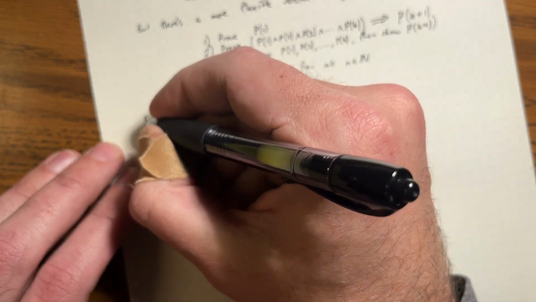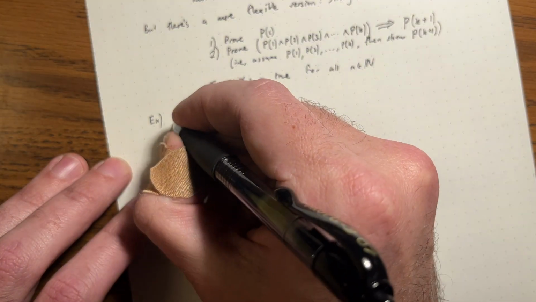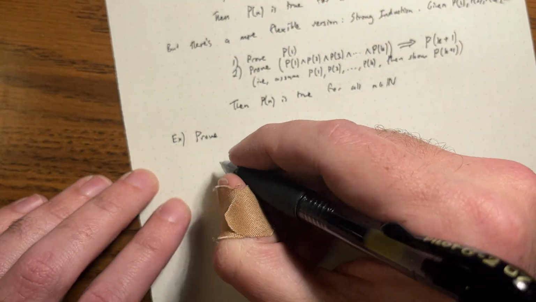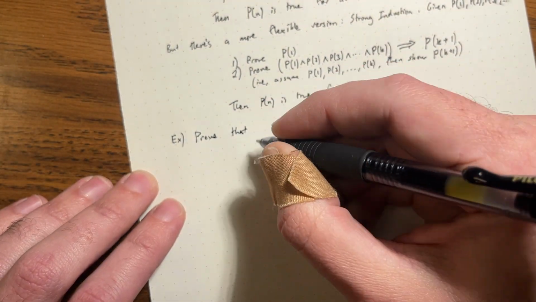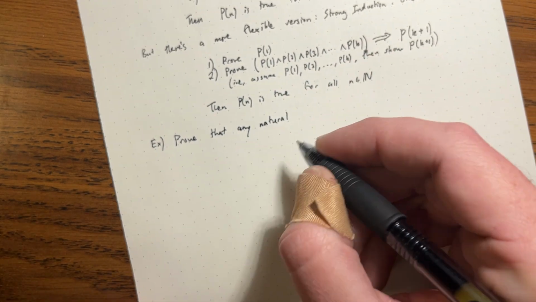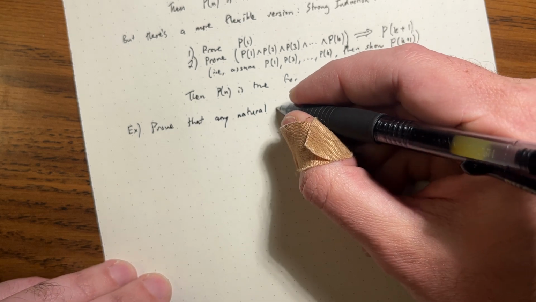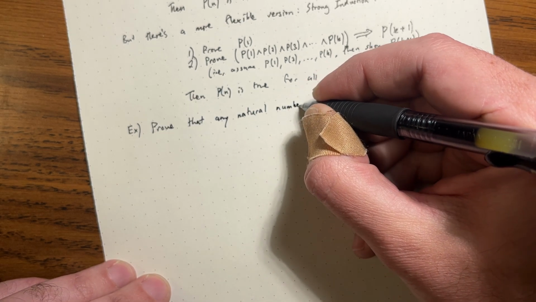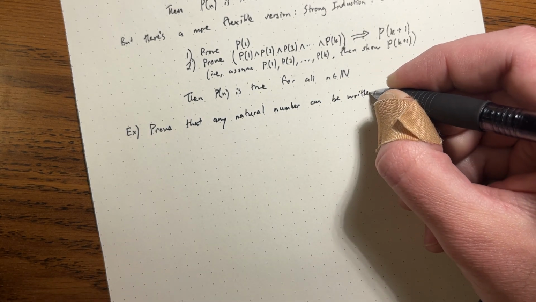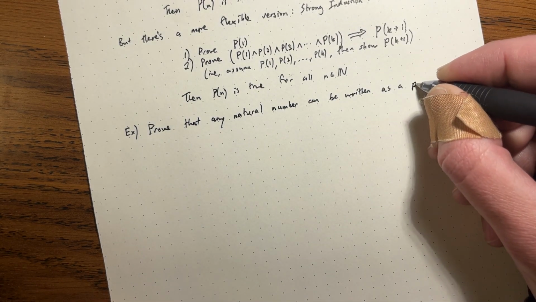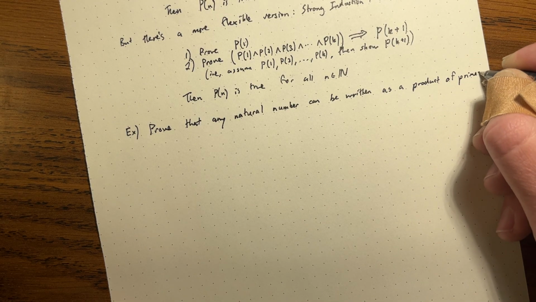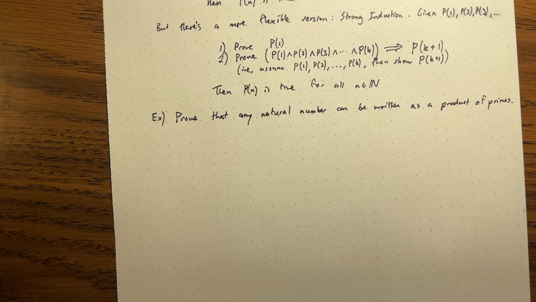So before I get into the details of why these are exactly the same, let's just do an example to show how strong induction works. So here's a really typical case where the first one just doesn't quite cut it. So let's prove that any natural number, remember induction is used for when you're trying to prove statements about any natural number, or every natural number, so prove that any natural number can be written as a product of primes. Very fundamental statement about the natural numbers.